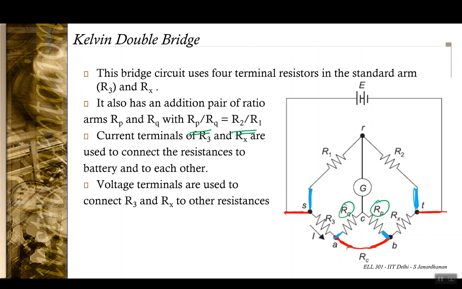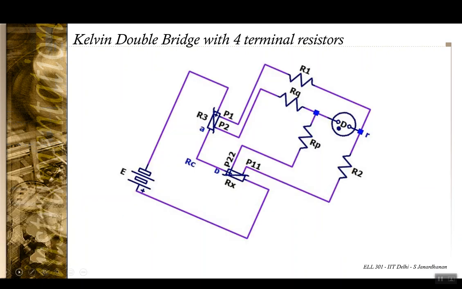Okay, and so as I said, the current terminals are connected to the battery and to each other, and the voltage terminals are used to connect R3 and RX to the other resistors in the circuit. Okay, this is a sort of a schematic diagram of the same 4 terminal resistor double bridge, Kelvin double bridge.